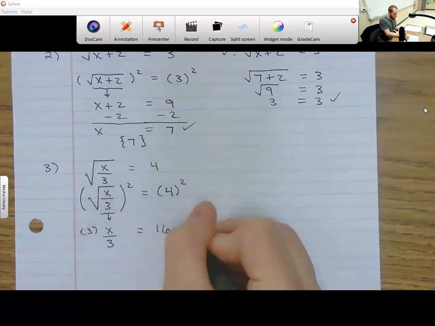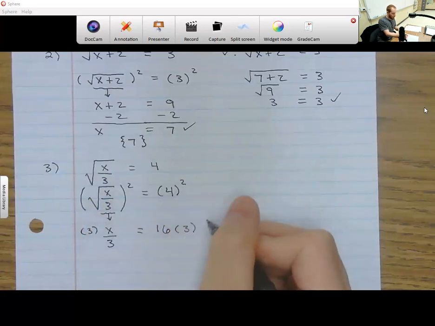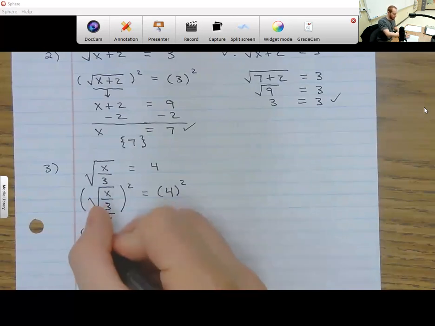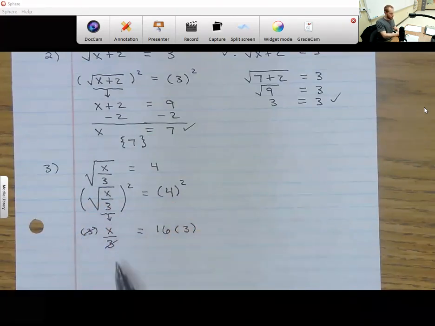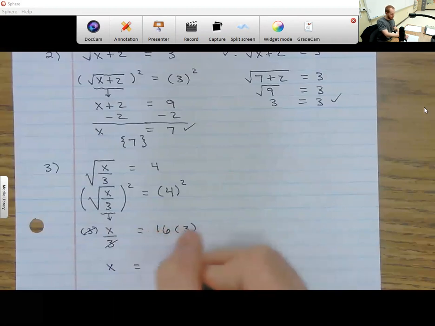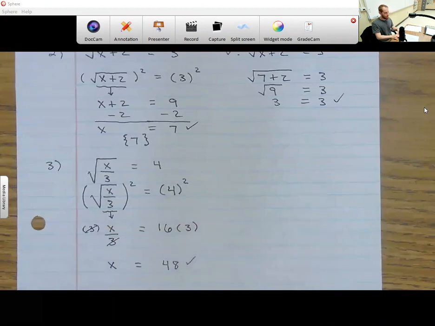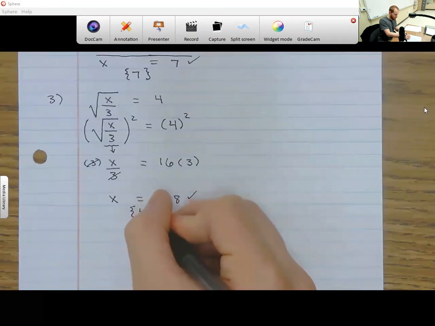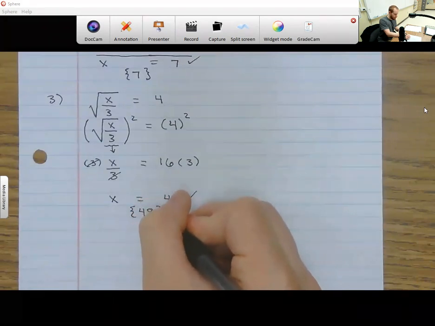So I'm just going to stick a 3 right here and see what happens. So I'm multiplying both sides by 3. On the left side, the 3's are going to cancel out because one's in the numerator, the other one's in the denominator. The x is going to come down, and then on the other side, I'm going to have 48. So I know what my answer is going to be now, 48. I put that in my solution set, and then I want to check it.